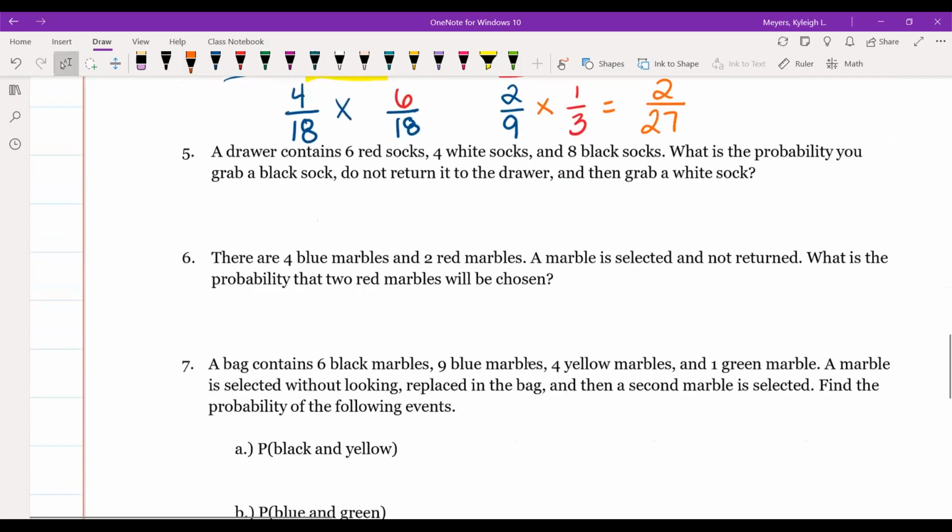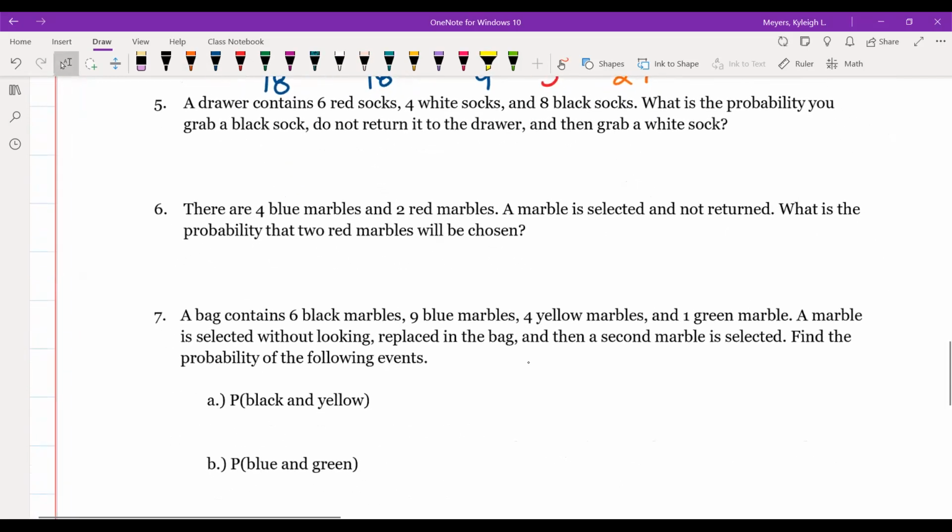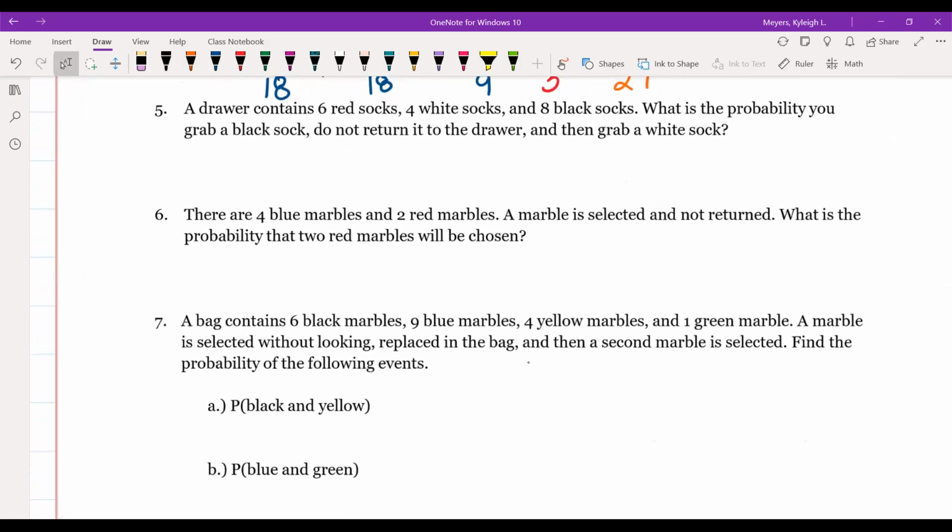All right. Let's do number 5. So same premise with probability. 6 red socks, 4 white, 8 black. What's the probability I choose a black sock, don't put it back, and grab a white sock, right? So now they're no longer together. Think about it as reaching into a sock drawer. You're just trying to pull out 2 of them and you want 1 black, 1 white. And when I take out the black one, I don't put it back in because that's what I'm putting on my foot, right? So these are dependent then.